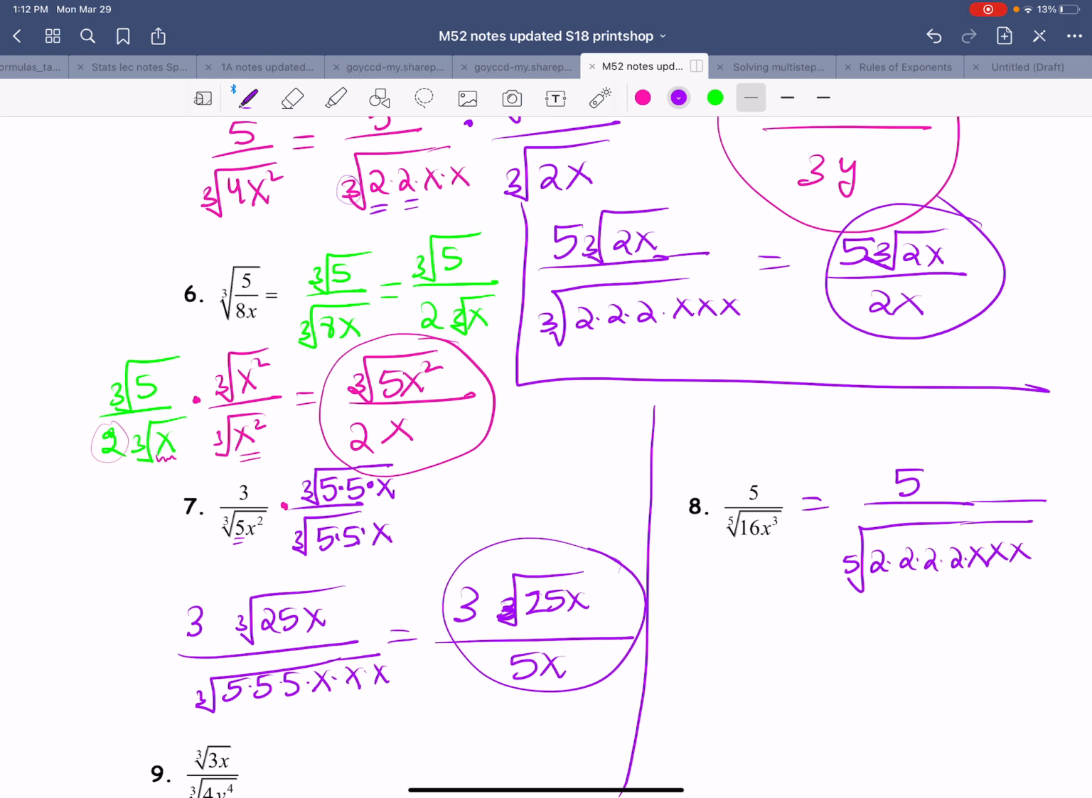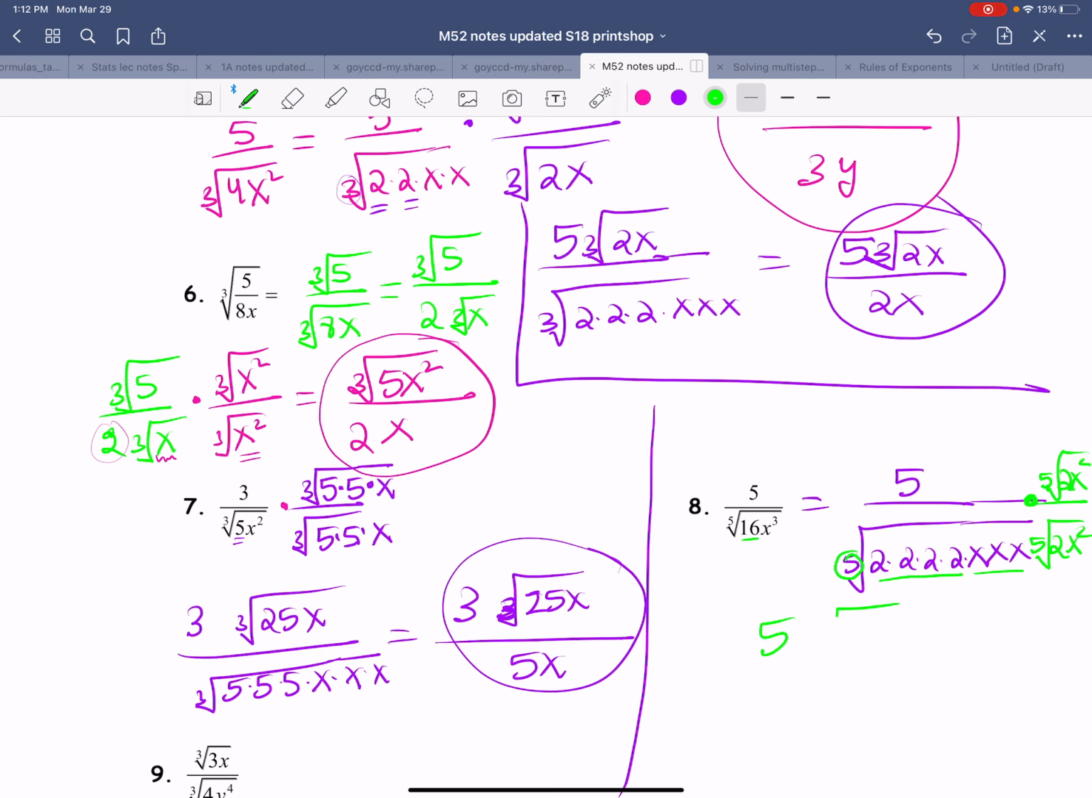Now you're dealing with the cube root. I'm sorry, the 5th root. We're dealing with the 5th root. The number in the pocket is 5, and we have 4 2's and 3 x's. What do I multiply the numerator and denominator by so that I can pull something out of the radical? Well, I need to multiply by the 5th root of what? I already have 4 2's, so I want one more 2. And I already have 3 x's, so I want 2 more x's. So the 5th root of 2x squared is what I will be multiplying the numerator and denominator by.